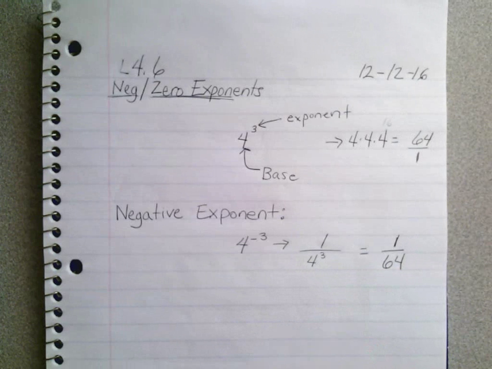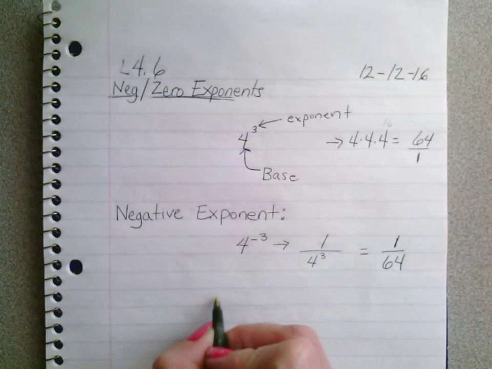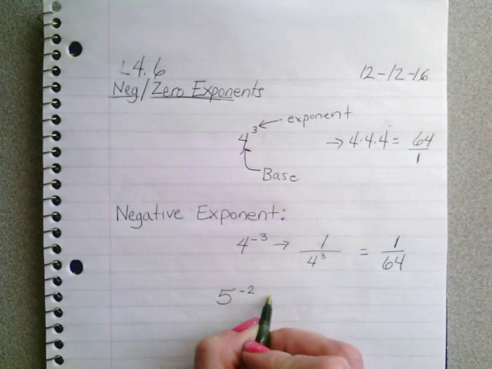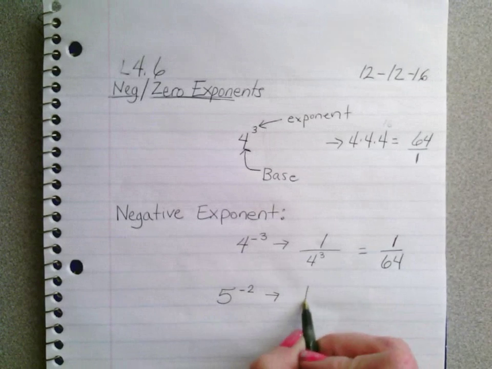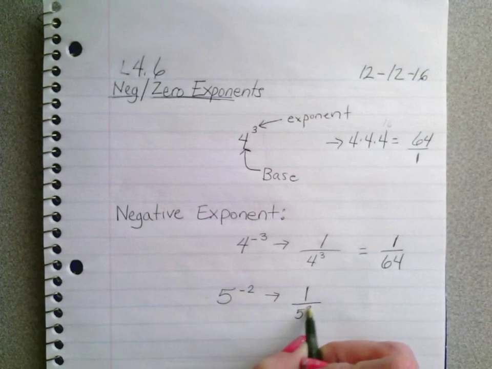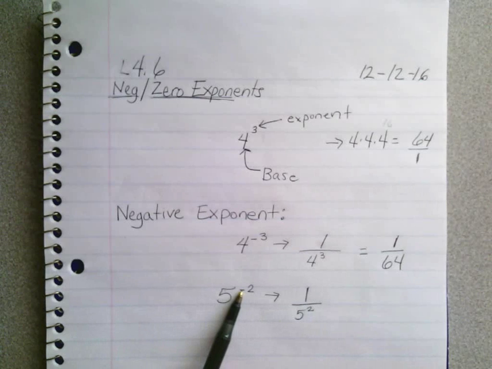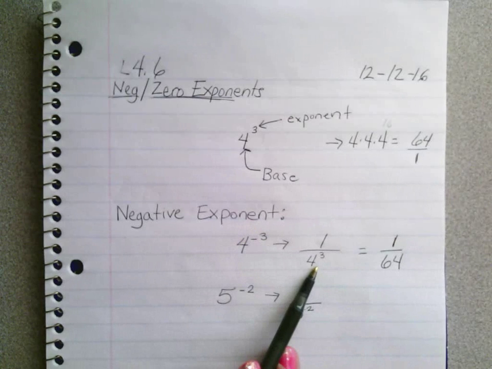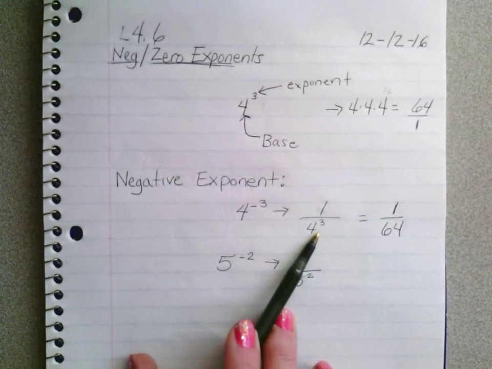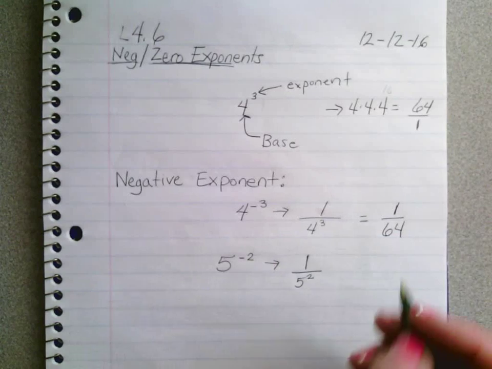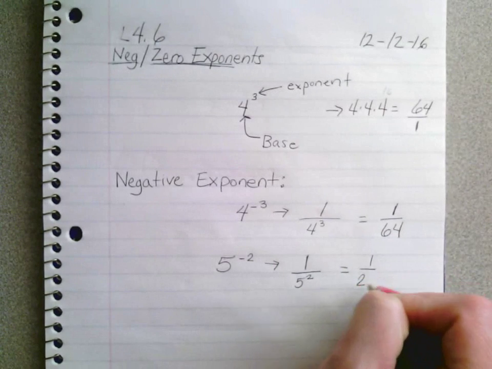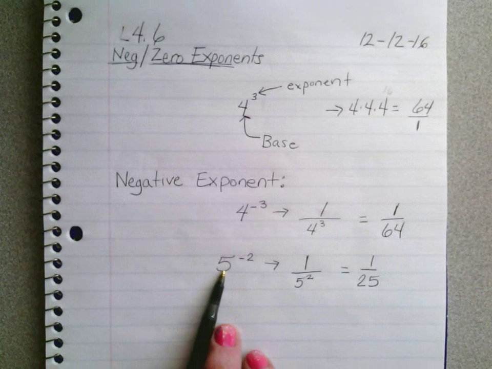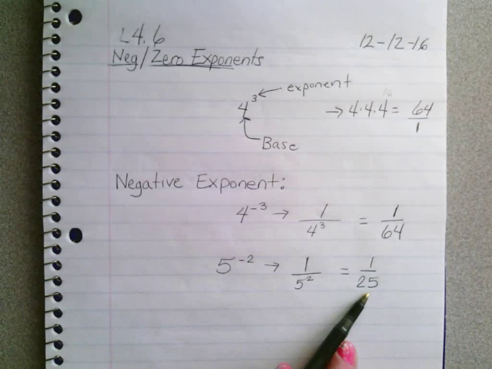Let's do another one. 5 to the negative 2. What am I going to do with it? I'm going to place it in the denominator of a fraction. And notice I stopped, I wrote it from here to here. I removed that negative symbol. By moving it from here to here, I have started to simplify it. Looks like it's 1 over 25. And 5 squared is 25, right? Reciprocal?